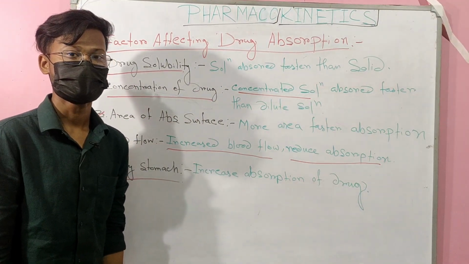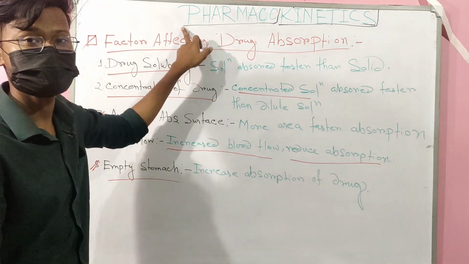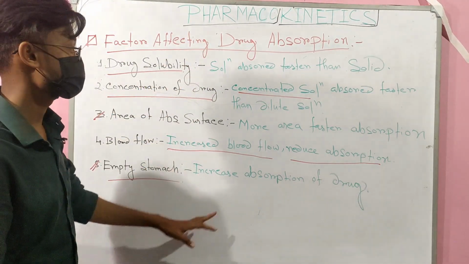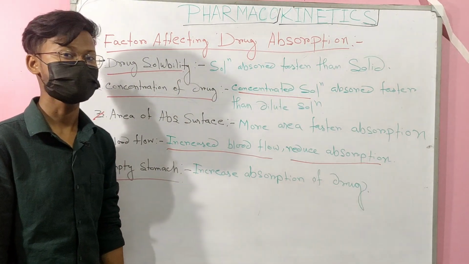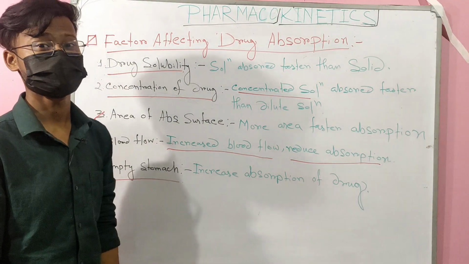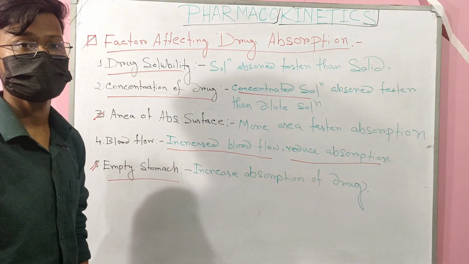In this video, we discussed the first parameter of pharmacokinetics, that is absorption. This is the total of absorption. In our next video, we will discuss the second parameter of pharmacokinetics, which is distribution.